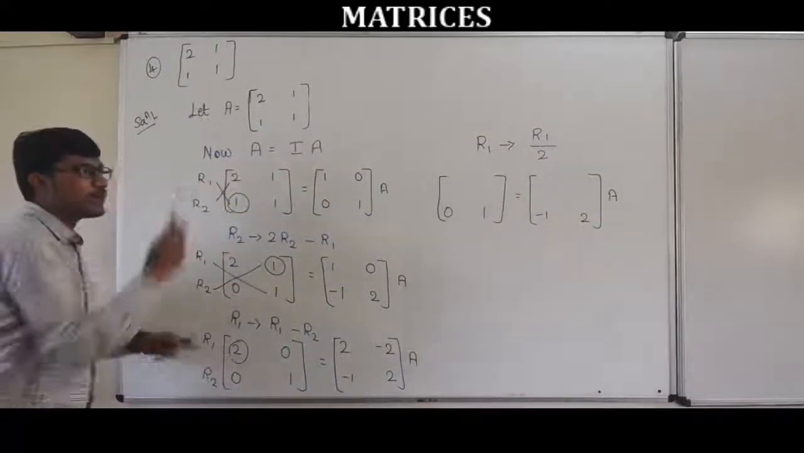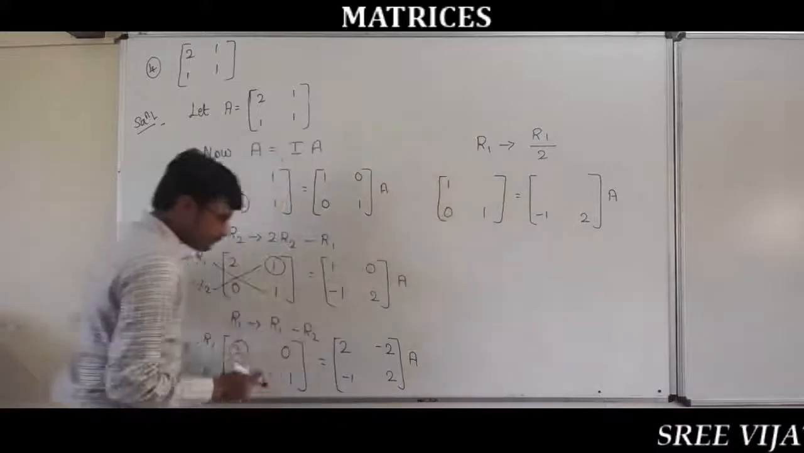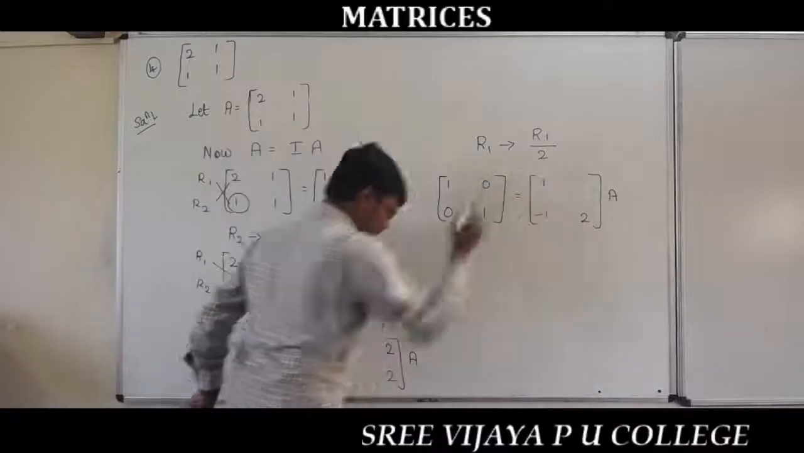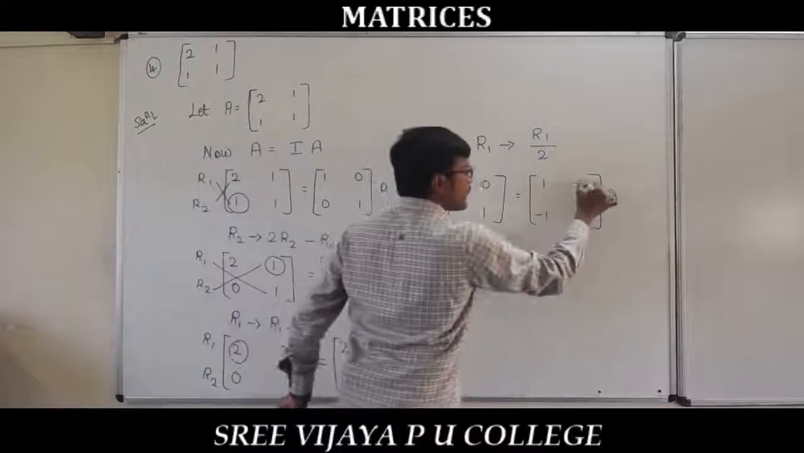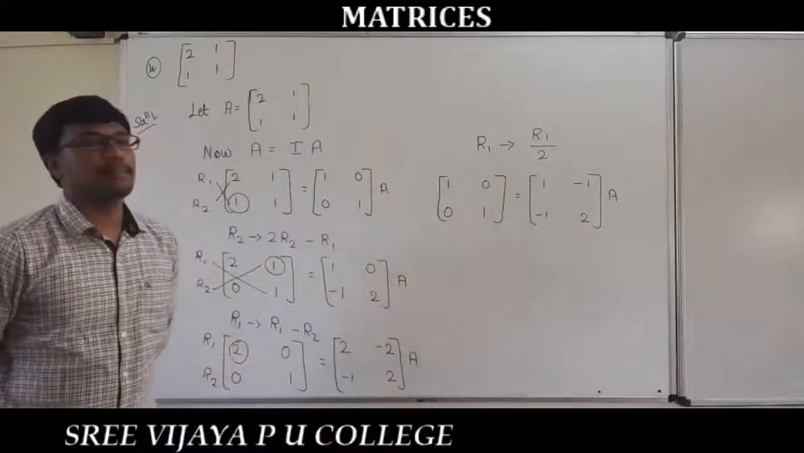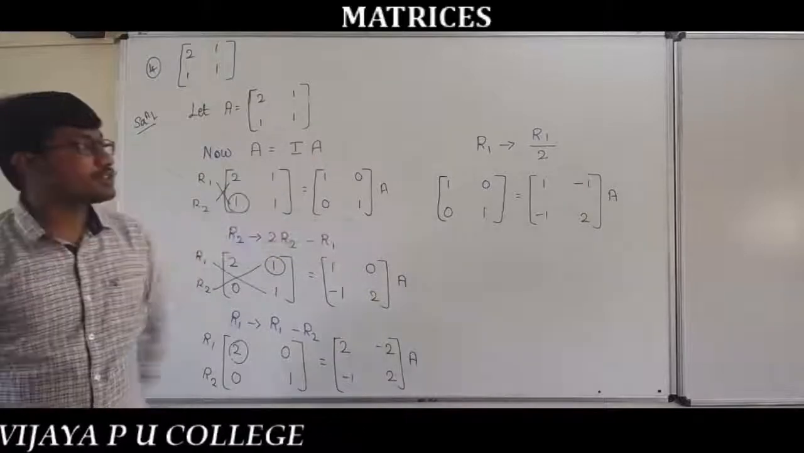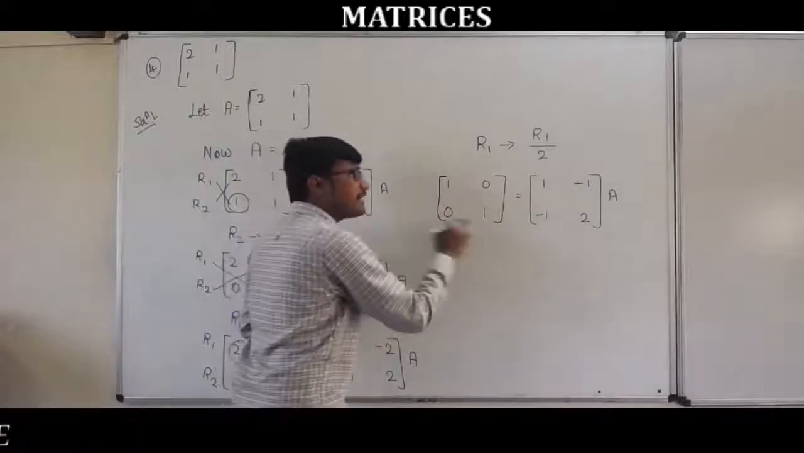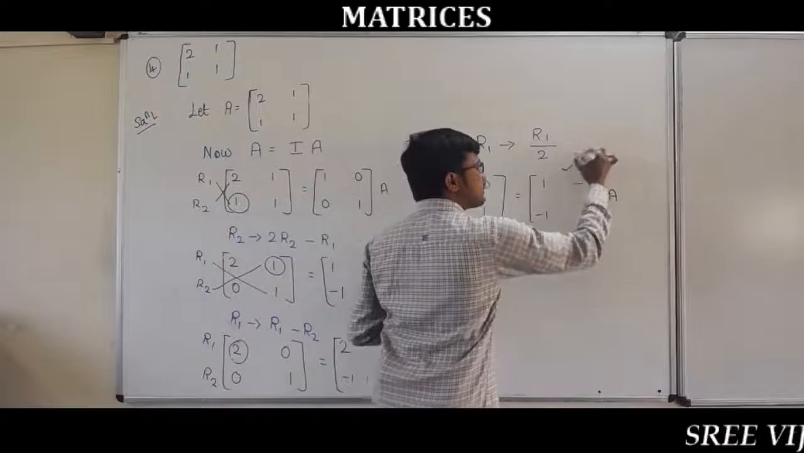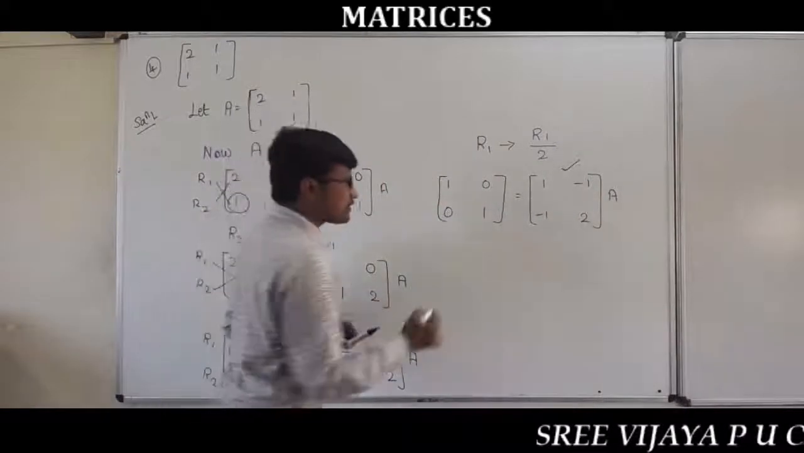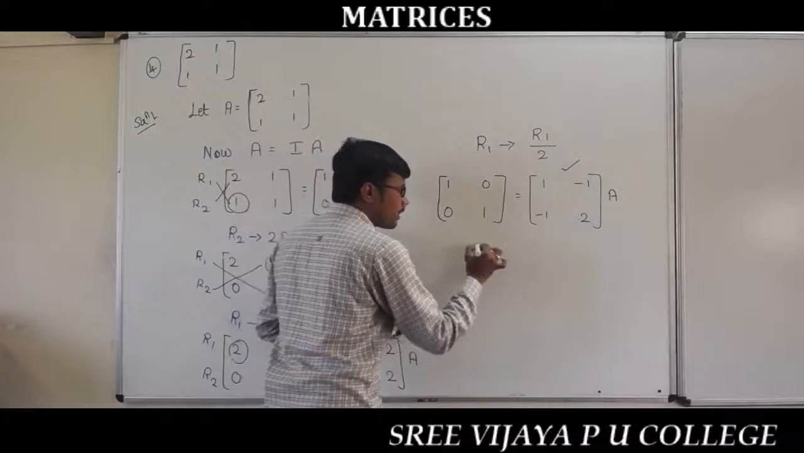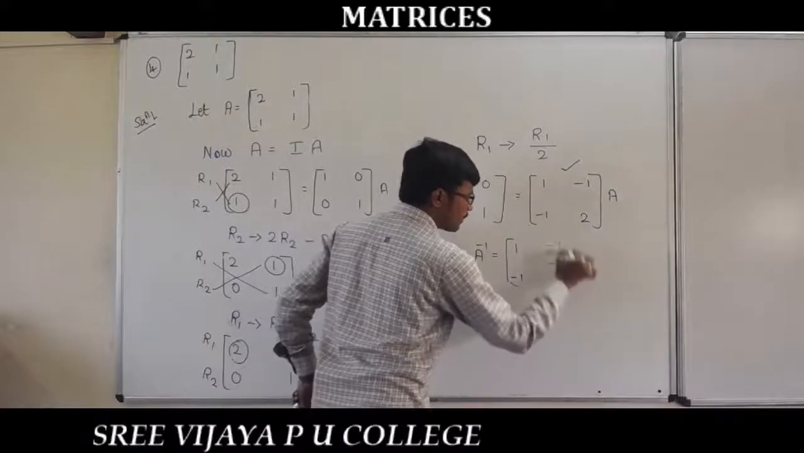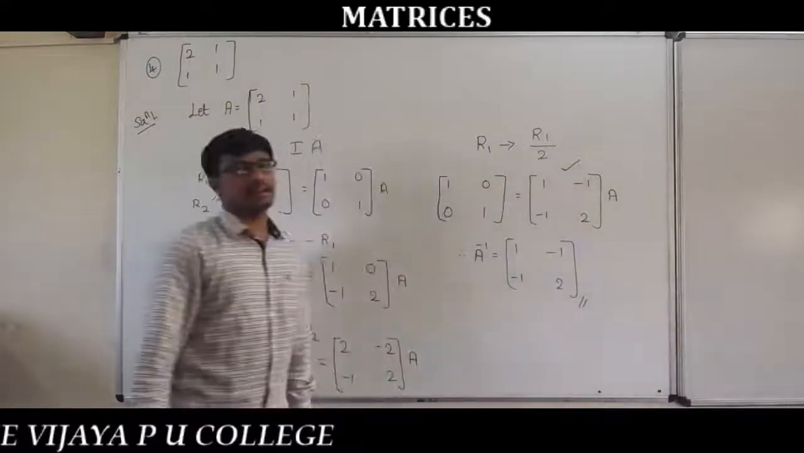Now take that 2 by 2. 1, 0 by 2 is 0, 2 by 2 is 1, minus 2 by 2 is minus 1. So this is the given matrix. After applying that, R1 changes to R1 by 2. Now, in the last step, this is the identity matrix, right? So what is the answer obtained on the right hand side? Obviously, that is the inverse. Therefore, A inverse will be equal to 1, minus 1, minus 1, 2. So this is the required matrix.